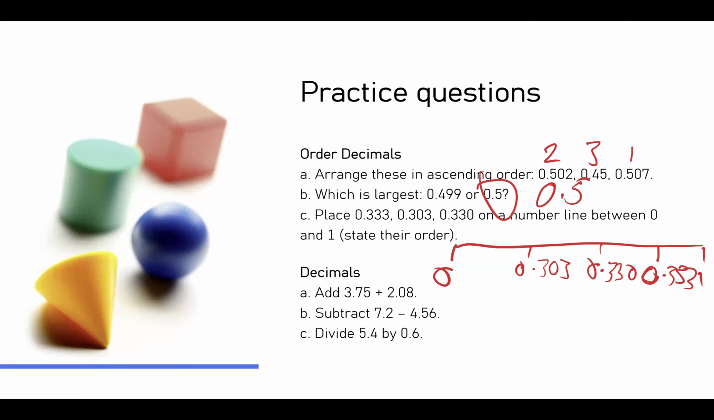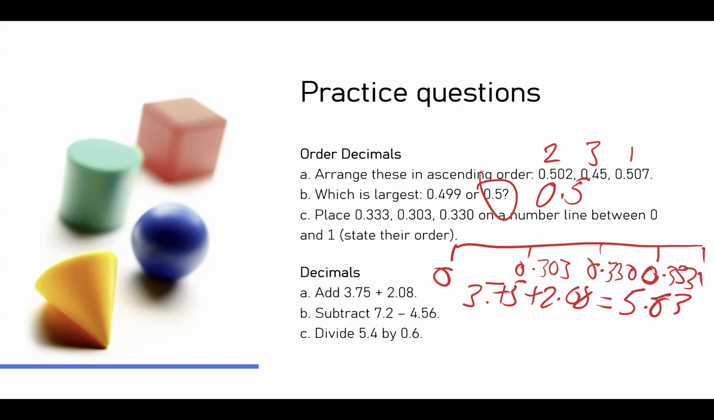So add 3.75 to 2.08. If we just do the numbers before the decimal first, 3 add 2 is 5. Then we do 75 add 8, which is 83. So the answer would be 5.83, because we did the numbers after the decimal and the numbers before the decimal. So the answer would be 5.83.